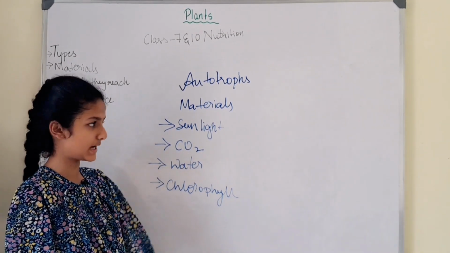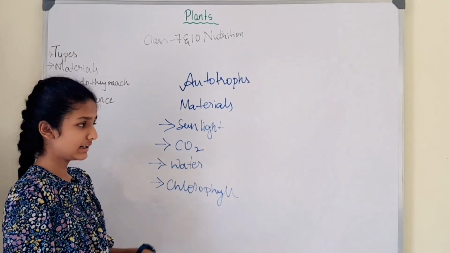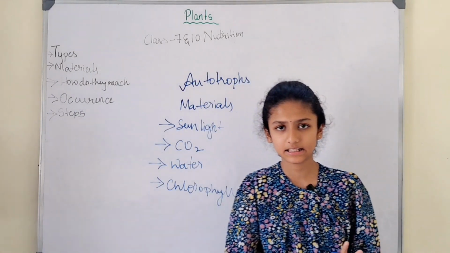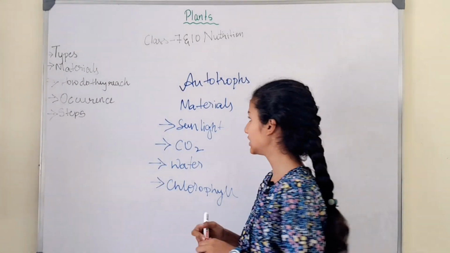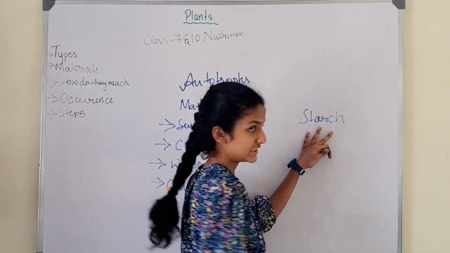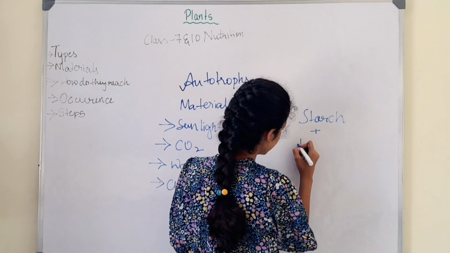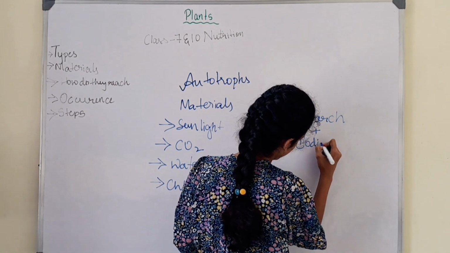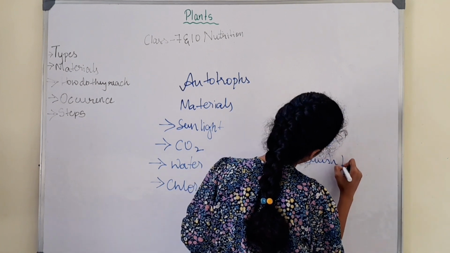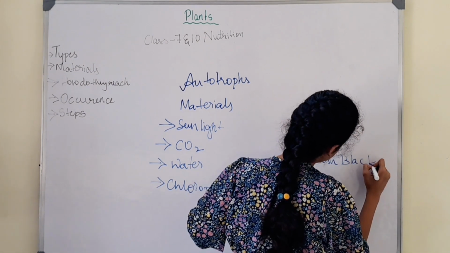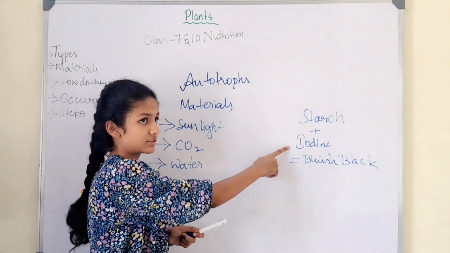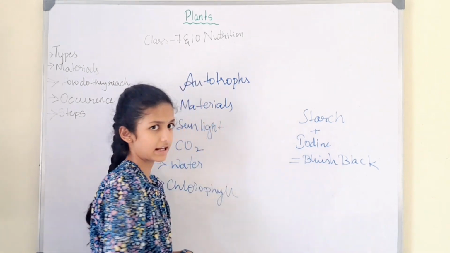What if it is not there? How do we prove that sunlight is required? First, after photosynthesis, starch is produced. When this starch reacts with iodine solution, it turns bluish black. This concept is clear. If photosynthesis occurs, starch is produced, and when the starch reacts with iodine, it turns bluish black.